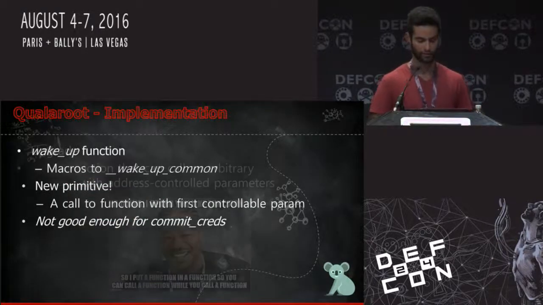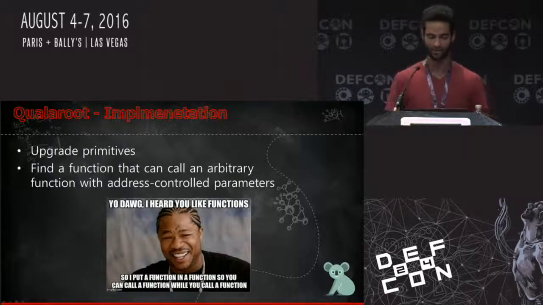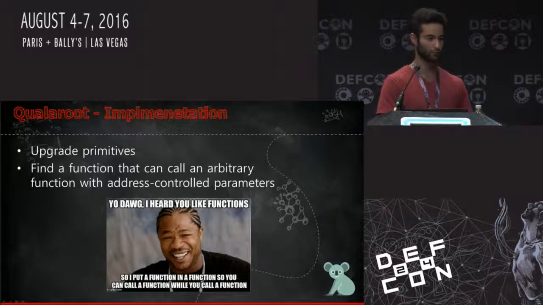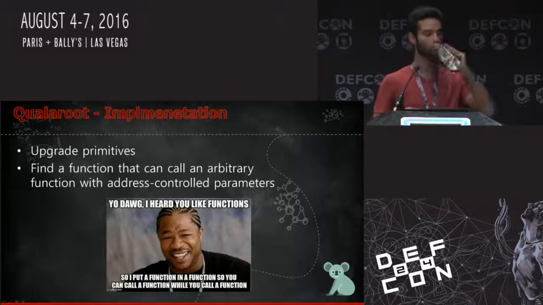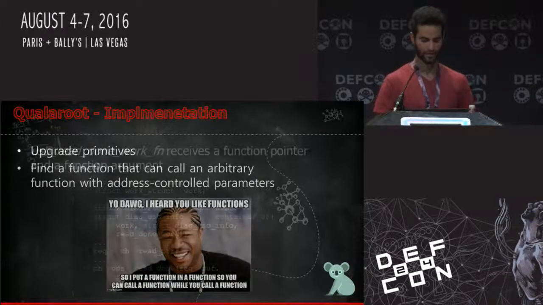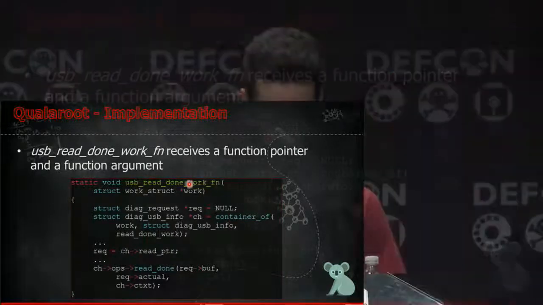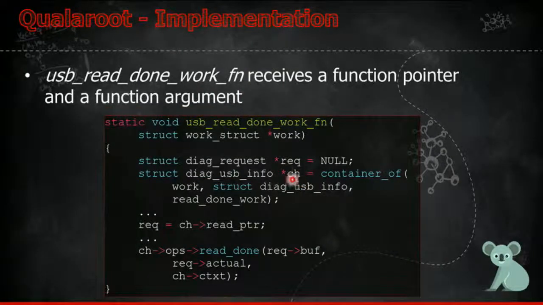So we had to upgrade our primitive. We have to find a function that, controlling just a little bit of its first parameter, will allow us to call another function with 100% control over its parameters. So we looked for such a function, and we got usb_read_done_work_fn. As you can see here, we control work, so we control ch. Controlling ch allows us to control rec, and therefore we can call any function while we have 100% control of the first parameter. So buff is an address, so we can just put any pointer here.